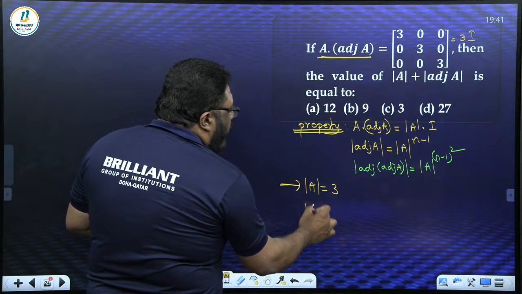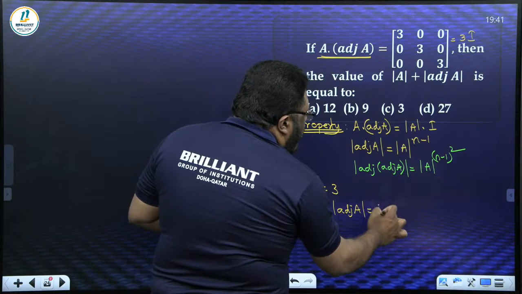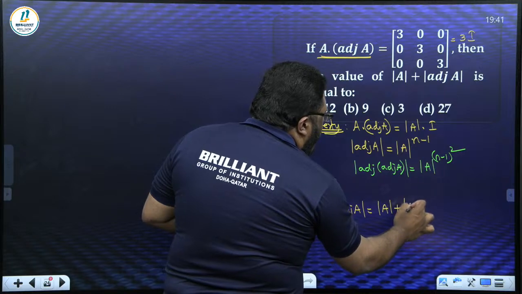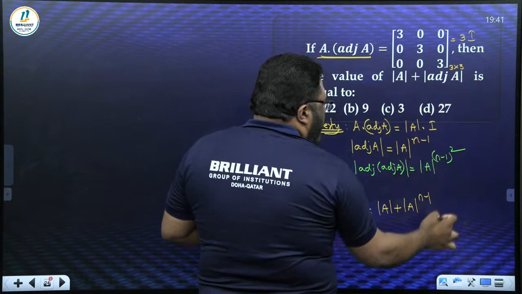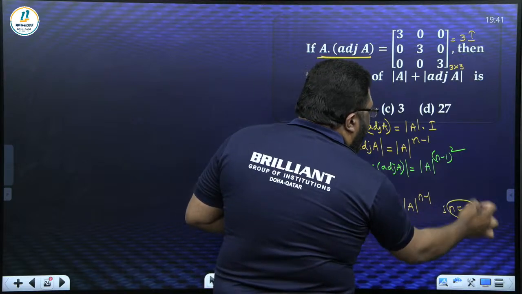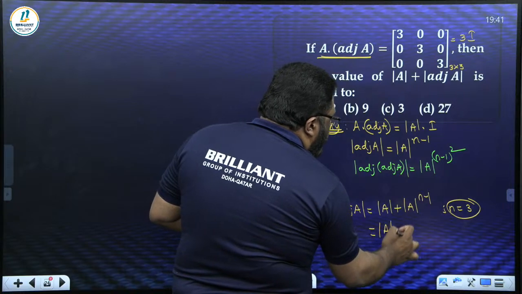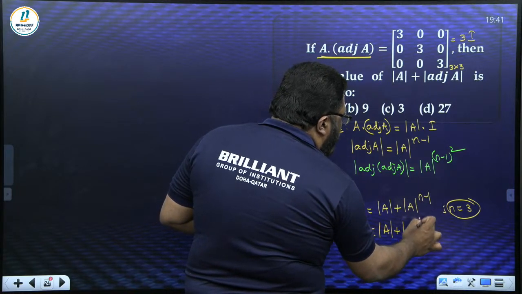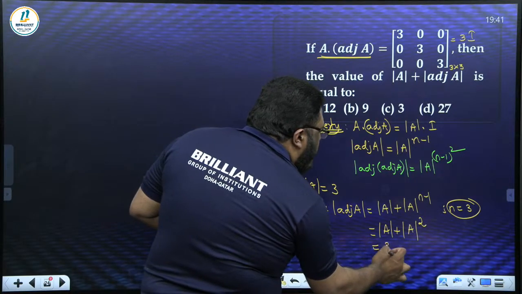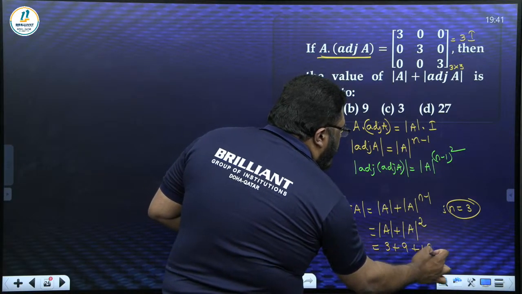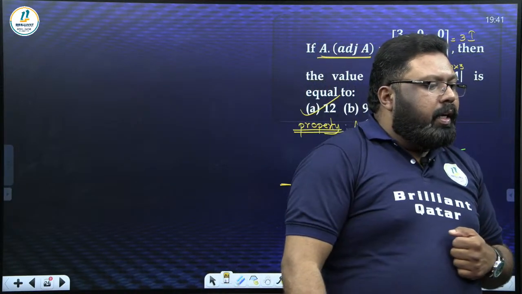Now they want me to find determinant of A plus determinant of adjoint A, which is determinant of A plus determinant of A raised to n minus 1. It's a 3 by 3 matrix, my dears. So n is equal to 3. So substitute, my dears. So what's your answer? 3 minus 1, 2. So it's determinant of A plus determinant of A squared. So there is 3 plus 3 squared. Answer 12. Option A. 12. Yes. Right answer coming, my dears.